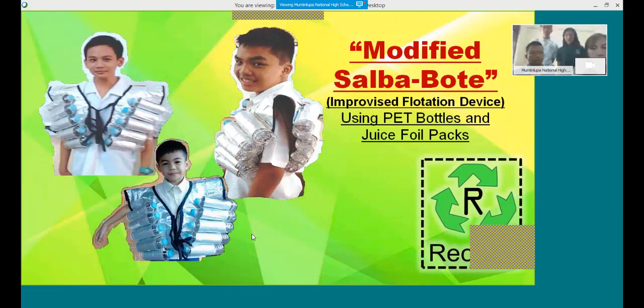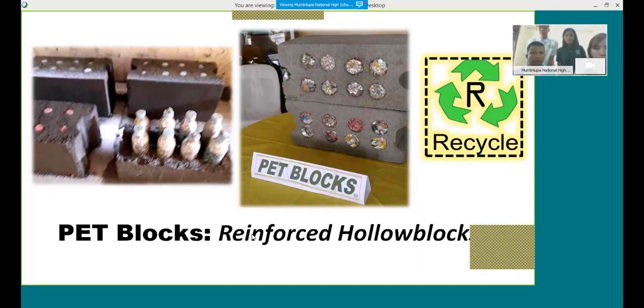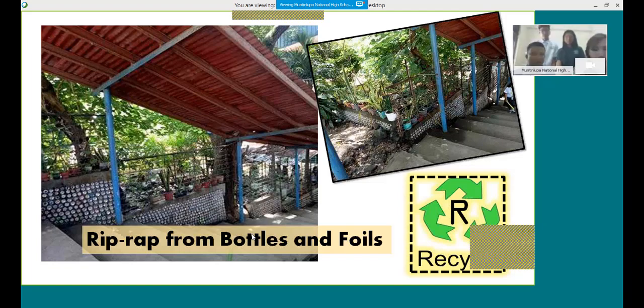Here, we collect PET bottles as part of our solid waste management program, wherein we have come up with an improvised flotation device using PET bottles and juice foil packs. We also made reinforced hollow blocks using PET bottles and shredded foils. So these PET bottles are used as fillers in making hollow blocks. These hollow blocks are also used as fence and other material for construction purposes. And the riprap from PET bottles and foils. Here you can see the rows and columns of PET bottles wherein the shredded foils are inserted inside the PET bottles.